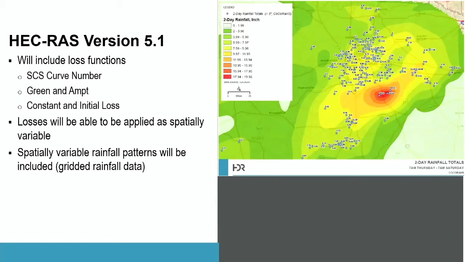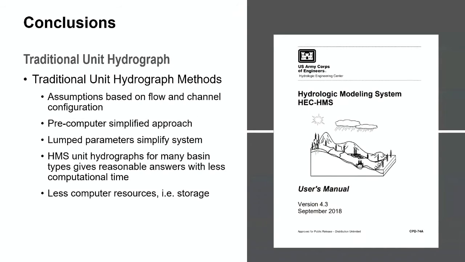It will also have the capability to have spatially variable rainfall patterns. So with gridded rainfall data and spatially variable landscape data, such as curve numbers, the model will compute losses and then route the rainfall excess through the hydraulic domain. So that is a huge advantage. You will not have to go outside of HEC-RAS.